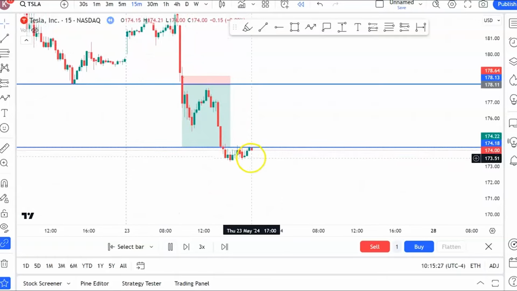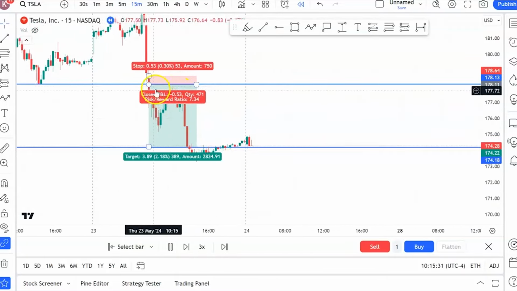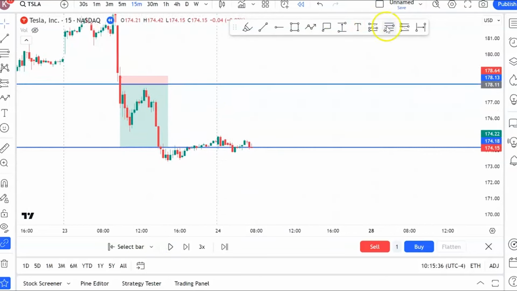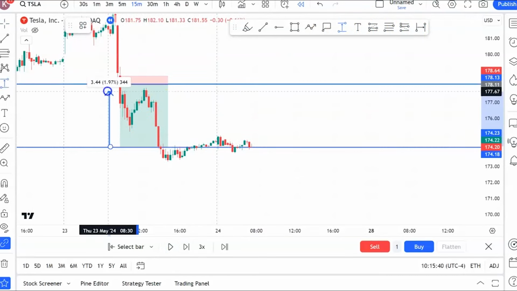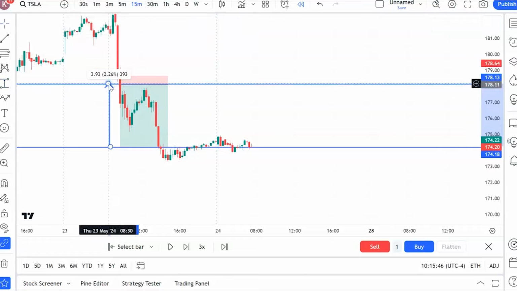You can see after it breaks that, there isn't really much movement to the downside. So this was the perfect exit because you would have essentially caught, if we were to measure the price difference, pretty much a $4 move to the downside, right? So that's a pretty clean move.